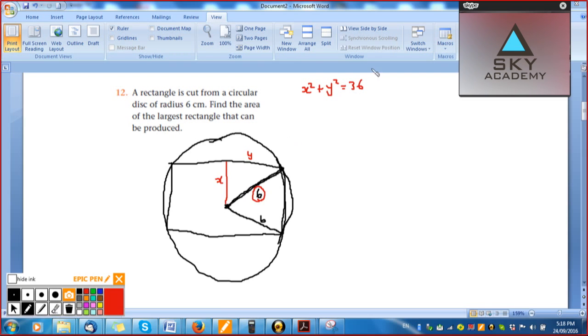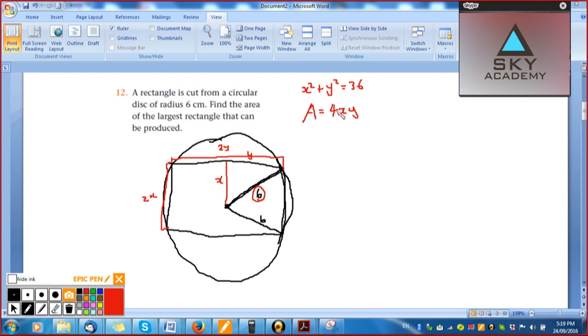Good. Now that's going to be key. That's going to be integral, really important. Now, what is the area of this rectangle? Not quite. What's the length of this rectangle? 2y. If that's y, then the length is going to be 2y. And what's the width of this rectangle? 2x. Good. So what's the area of this rectangle? 4xy. Good.